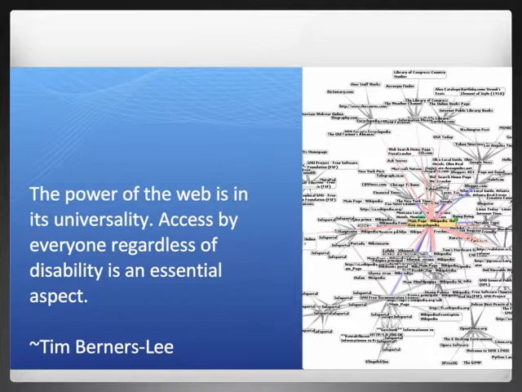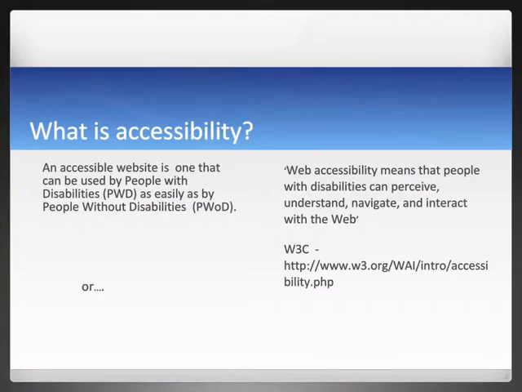It says, "The power of the web is in its universality. Access by everyone, regardless of disability, is an essential aspect." And I think that that's something that we need to continue to work for. So what is accessibility? Obviously, I think it's, at some level, a fairly straightforward definition, although often I think we confuse straightforward access to technology for a more robust understanding of web accessibility.